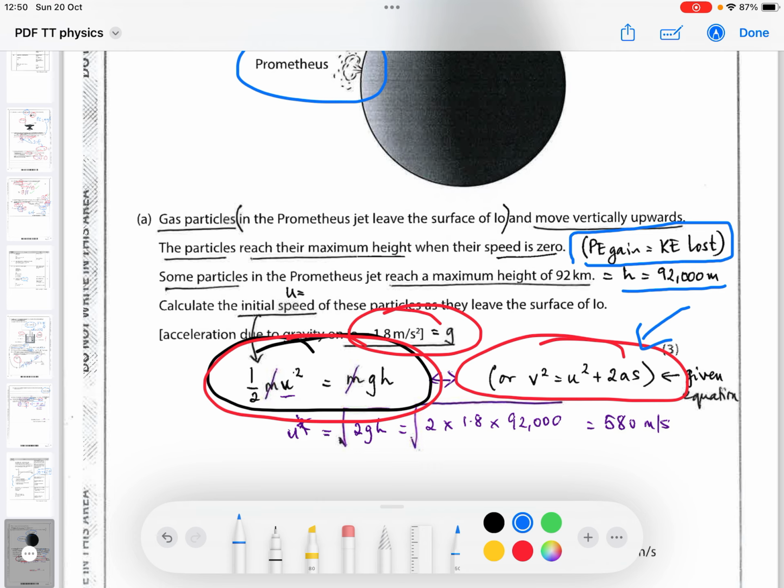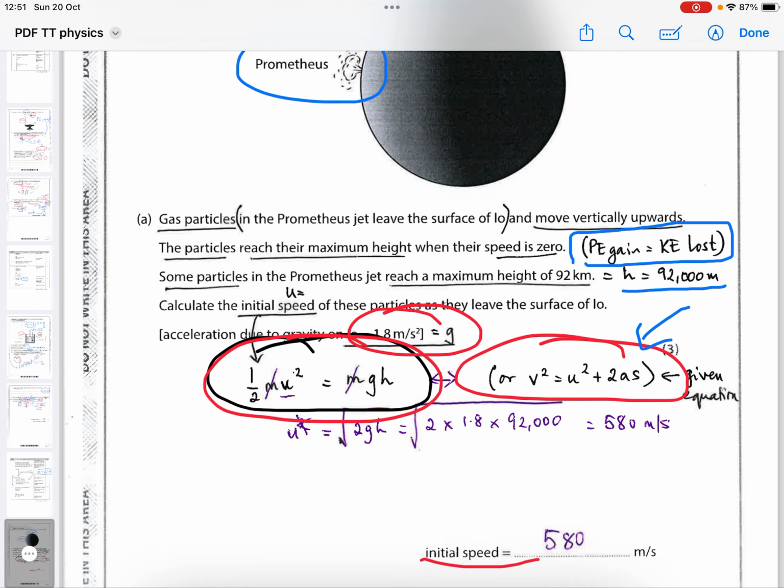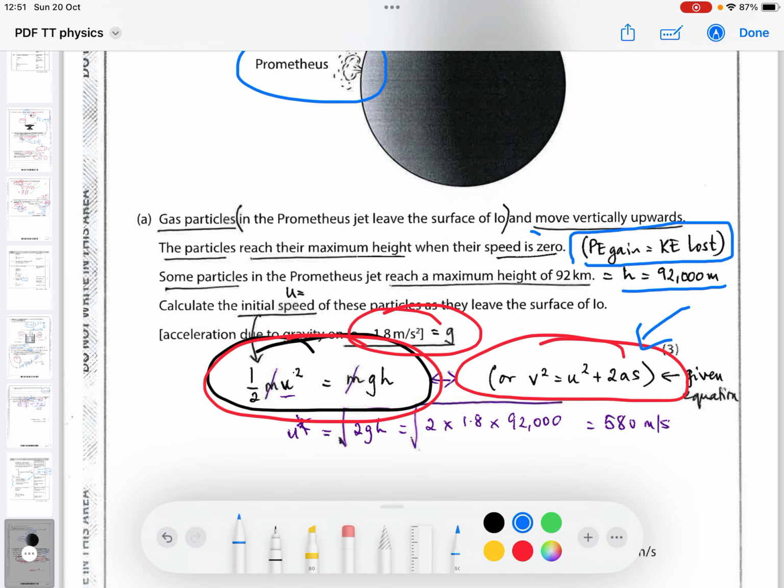Now remember, the acceleration due to gravity on Earth is 10, but on Io it is given as 1.8. So you can use this equation because you know a, they want you to find u, and the final velocity will be 0, because it tells you that the final velocity is 0 when it reaches the maximum height. And the maximum height will be the s, the displacement. So you want to work out u if you use this.